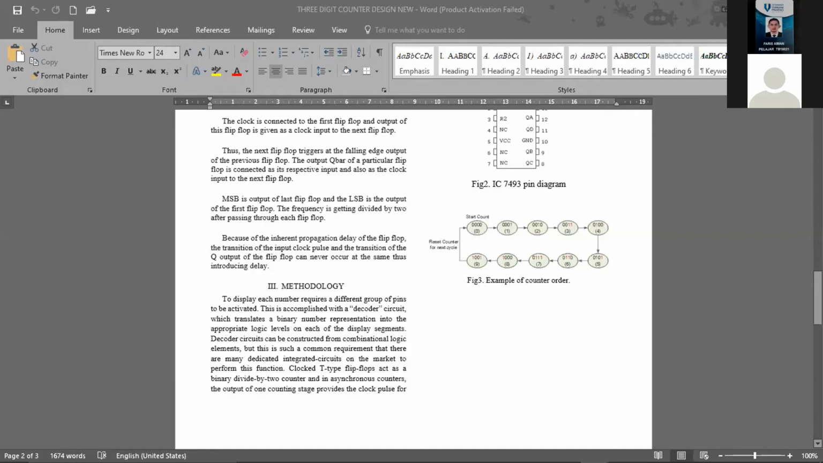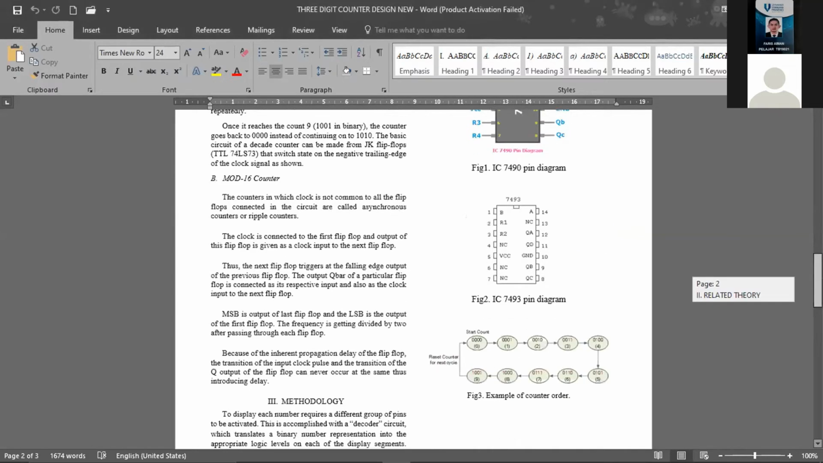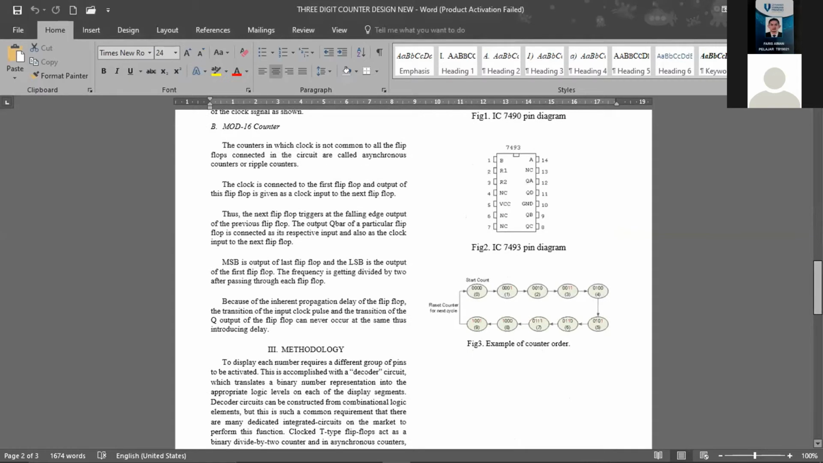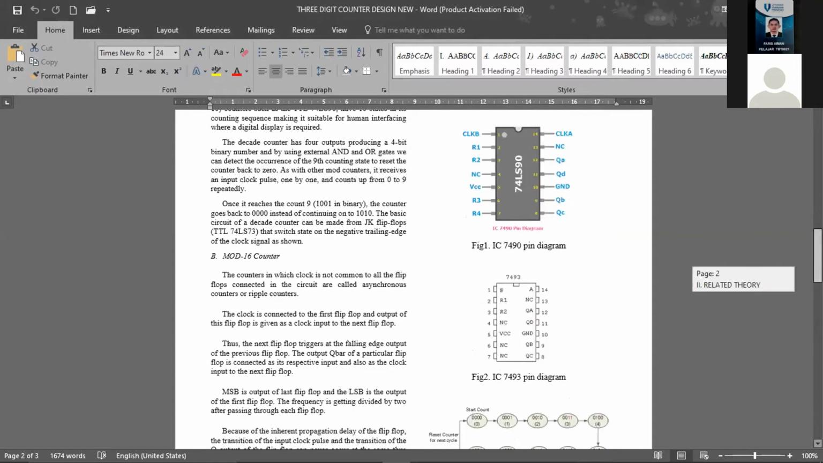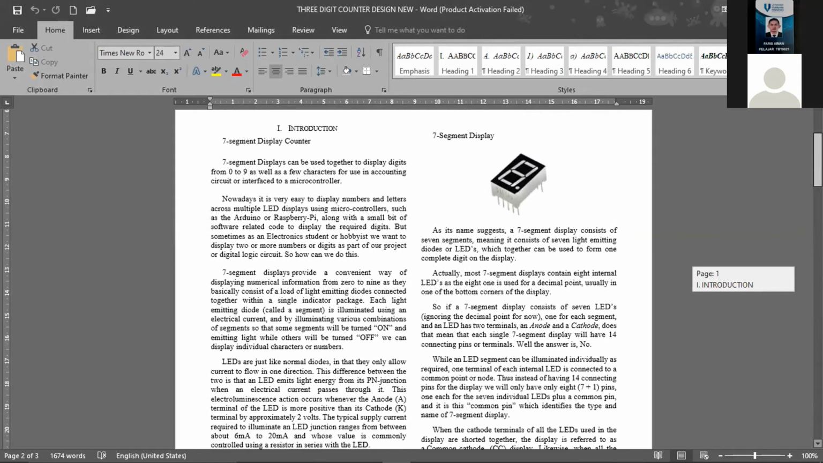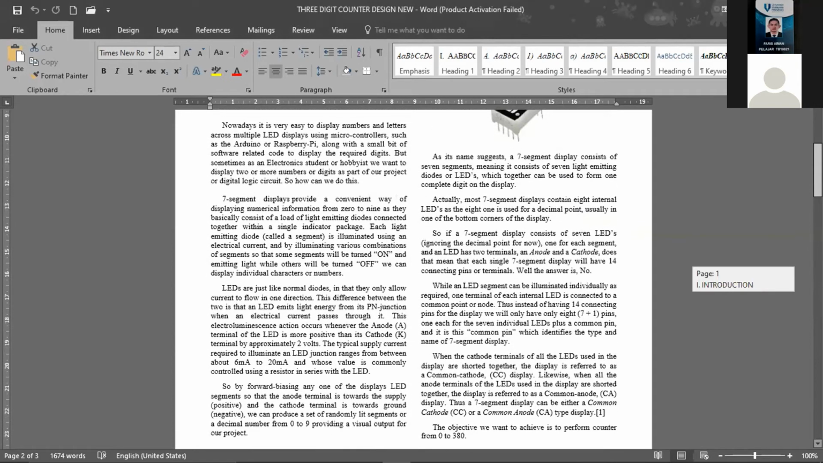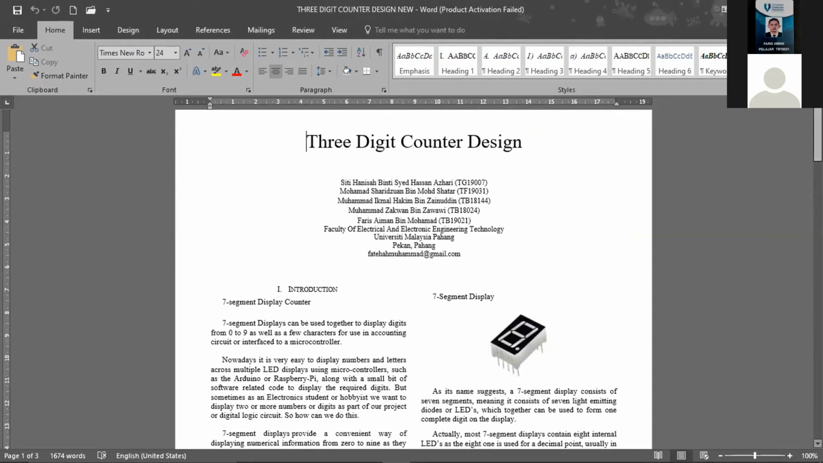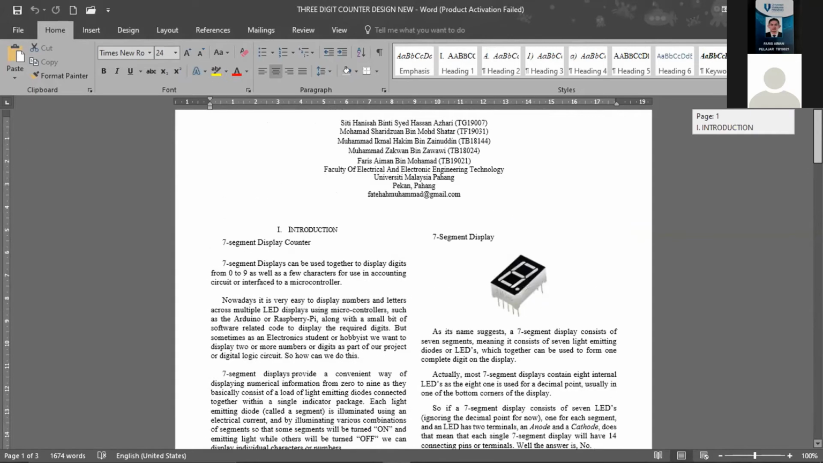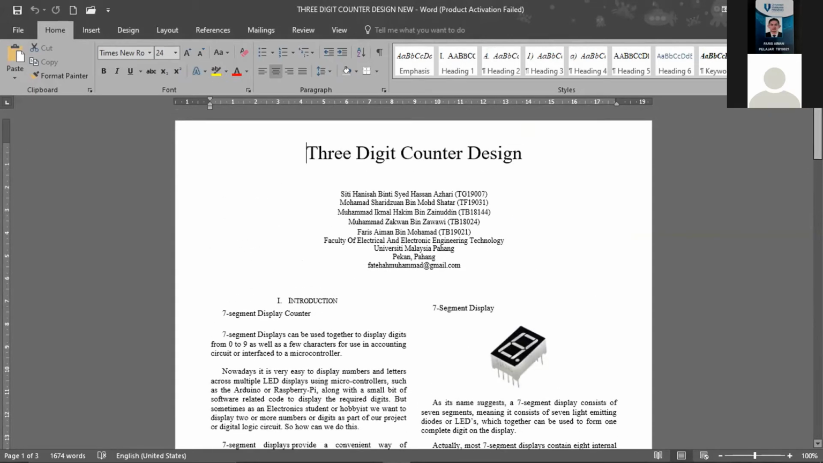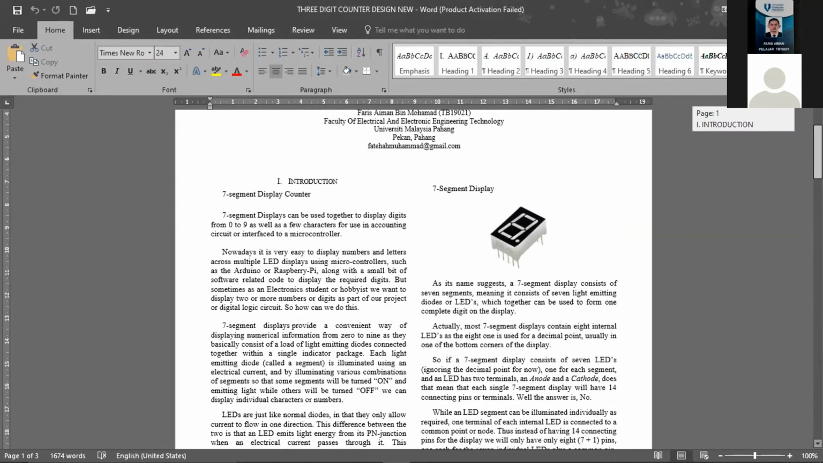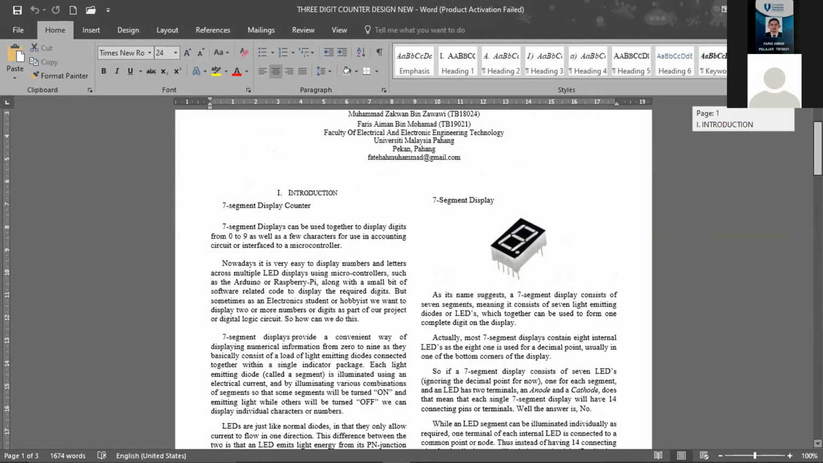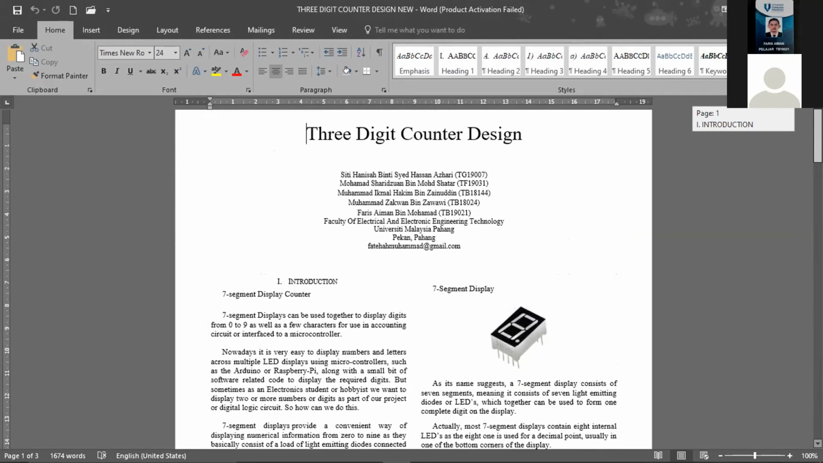Right now we have 3 pages only, but Madam wants a maximum of 4 pages. So if you have any idea or want to add anything in the report, you can raise your hand and tell me.